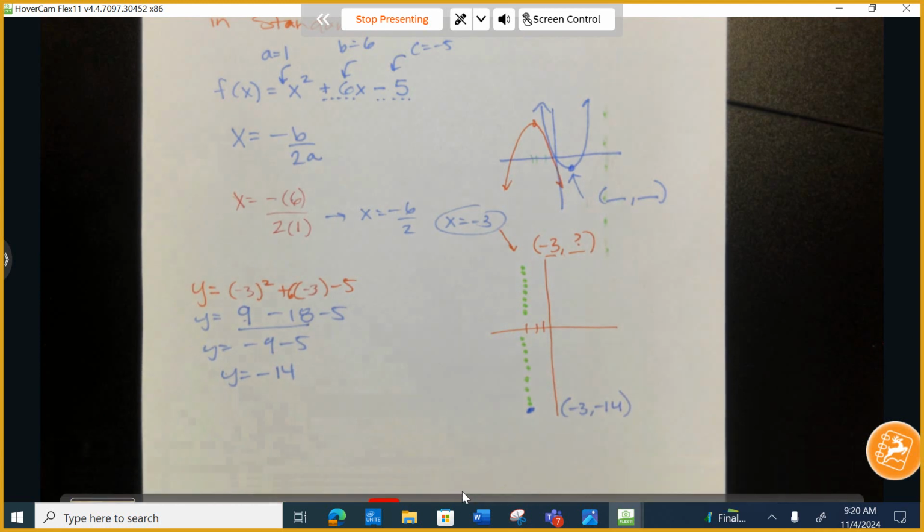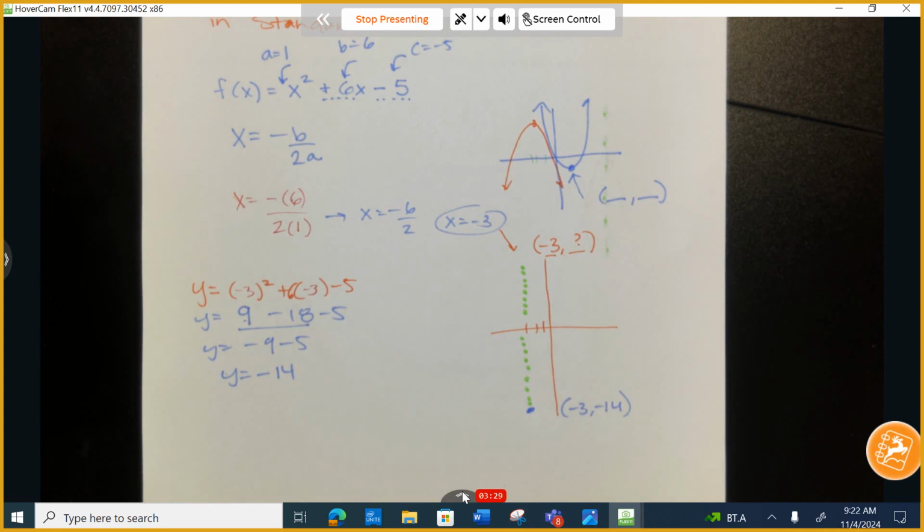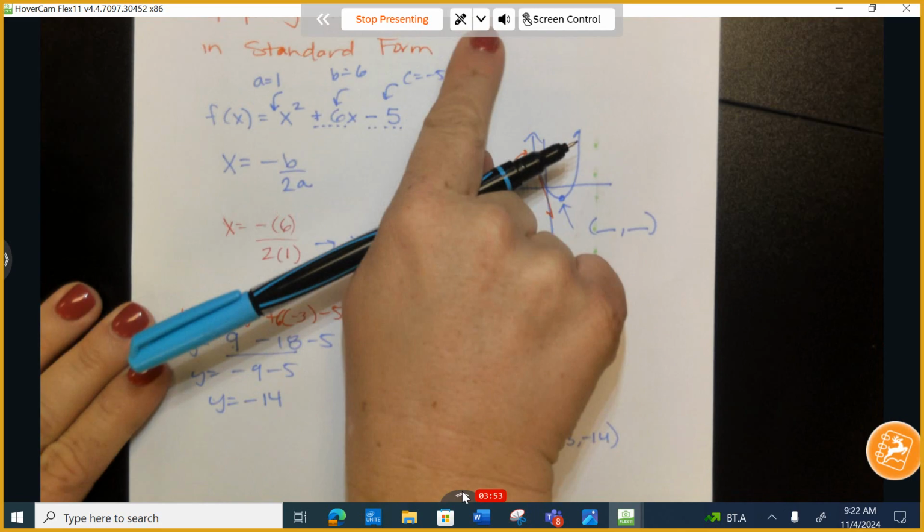Now, how do we do what we learned last week? Remember last week we talked about how we could use parent functions to graph absolute values, square roots, quadratics, cubic functions. We learned all about how we could take a function that's translated or moved left, right, up, or down, or stretched or compressed, and we can use a parent function as a guide to graph it. We're going to do the same thing. So I'm working right now with quadratic equations.